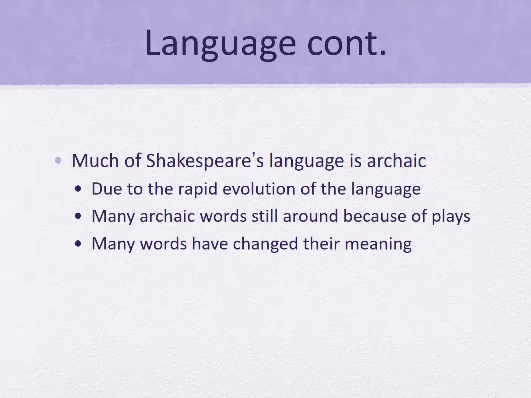So you have to realize that much of Shakespeare's language is archaic. This is because of the rapid evolution of the English language. The English language changes incredibly fast. And so a lot of the language that he was using either is no longer used at all or has evolved into different language. But some of it is still around, basically because of his plays. Some of our archaic language is still in existence because Shakespeare's plays have kept that language alive. But an awful lot of the words have changed their meaning, so you have to be careful of that.